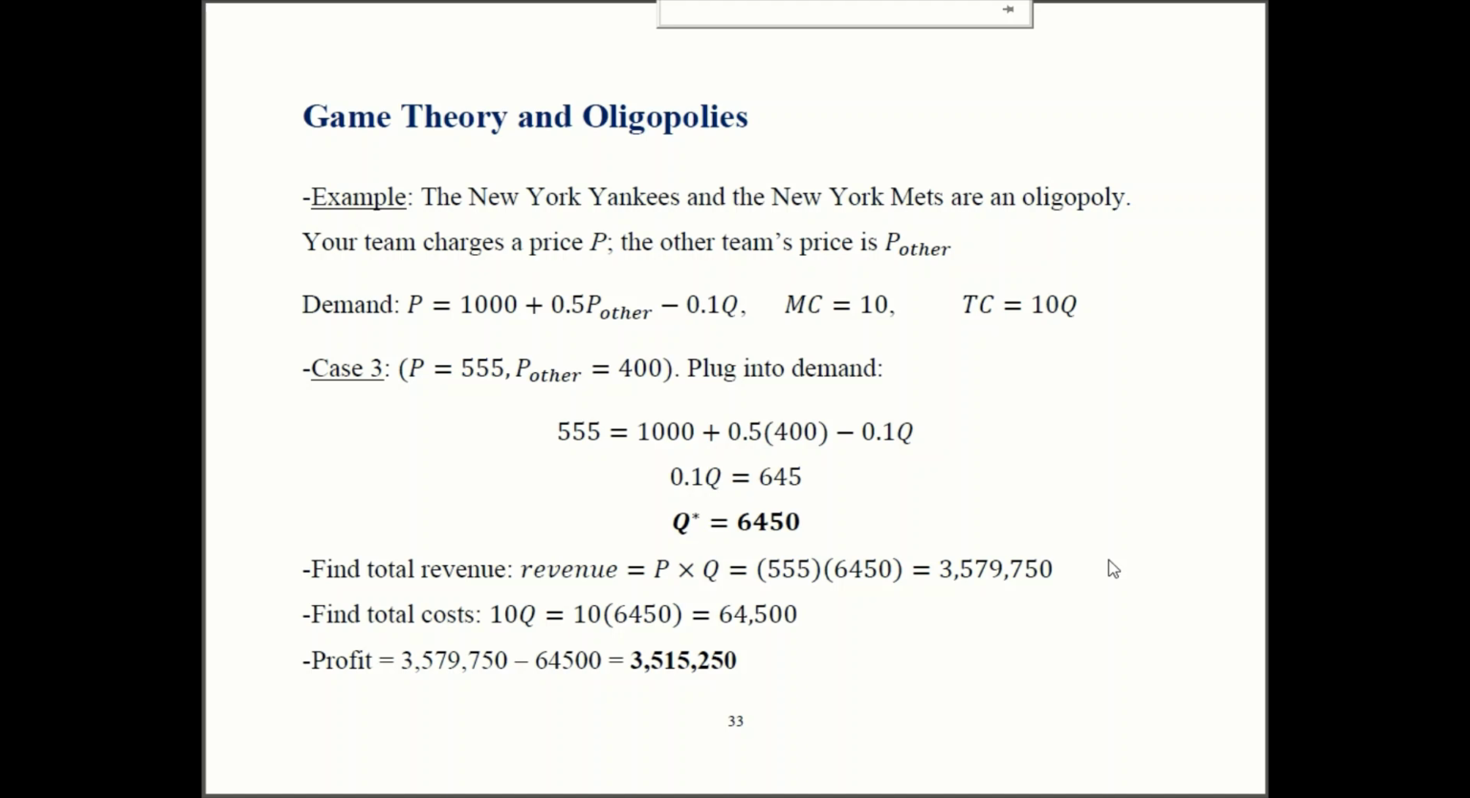Now, because we have more customers, we also have more costs. Total costs are 10 times Q, 10 times 6450 is going to come out to 64,500. So now if you look at profit, that's going to be total revenue minus total costs. That's going to be about 3.5 million.